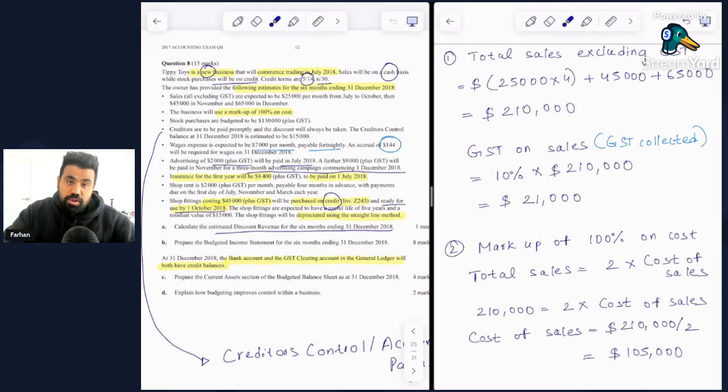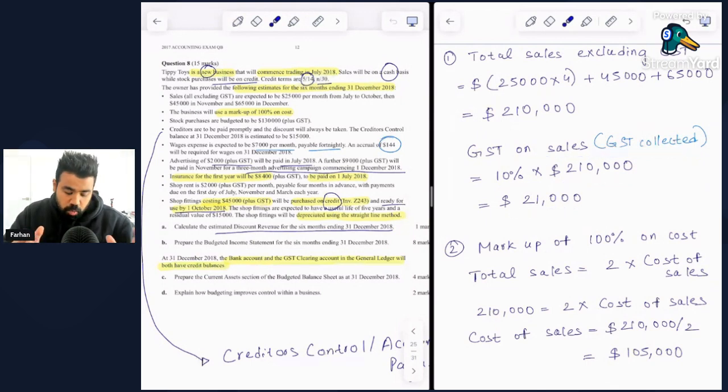We understand that we are doing the sales on a cash basis with all our customers. So let's calculate the GST that we collect on the sales. You can simply calculate it by multiplying 10%, which is the GST rate in Australia, with $210,000, the original sales amount. And that gives us $21,000 as the GST we collect on sales.